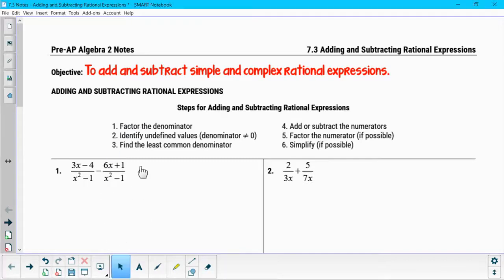We're going to first start by factoring. Then we are going to identify undefined values by setting our denominator not equal to 0. Then we have to find the least common denominator, and we'll have to go in and multiply if needed on either fraction to make it so that they both have a common denominator. Then we'll add or subtract the numerators. 5 and 6 are steps that we may have to do if possible. If I can factor, I should factor to see if anything is going to cancel out in my final solution.